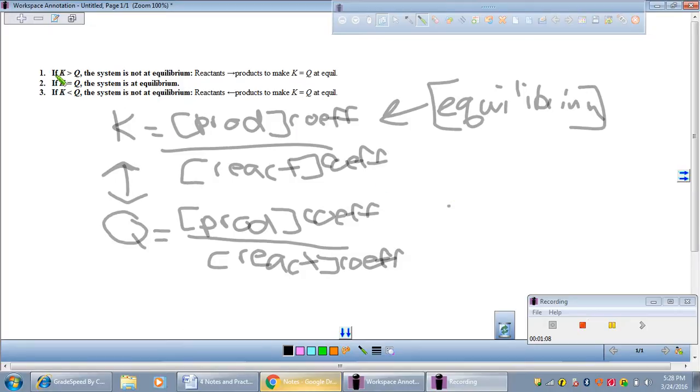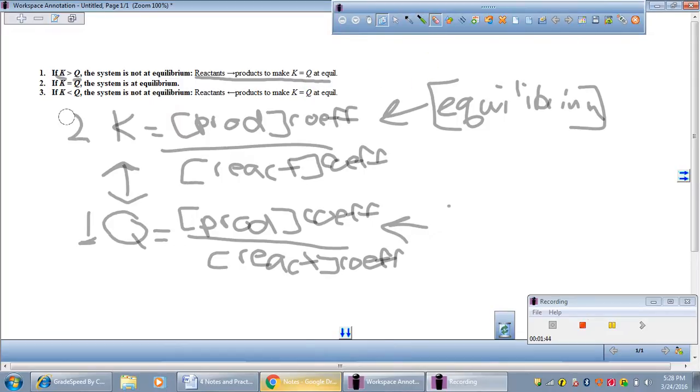So if K is more than Q, so let's say K is 2 and Q is only 1, we know that the reaction is not at equilibrium, but the reaction wants to go towards equilibrium. So would we have to increase our product or reactants to get this number higher? Well, we would have to increase products because products are at the top of the equation. So reactants have to shift to products to make K equal Q.